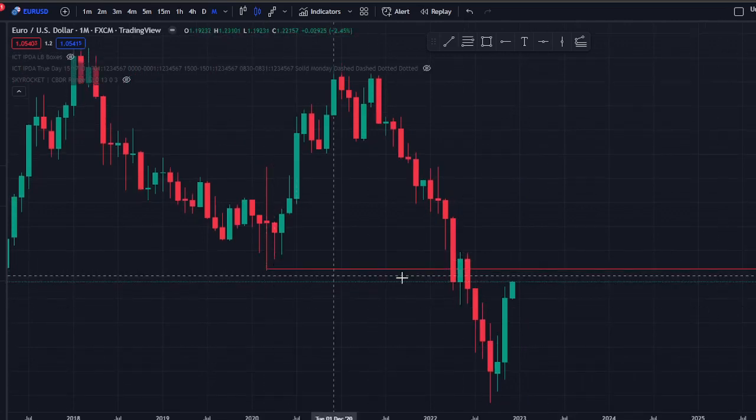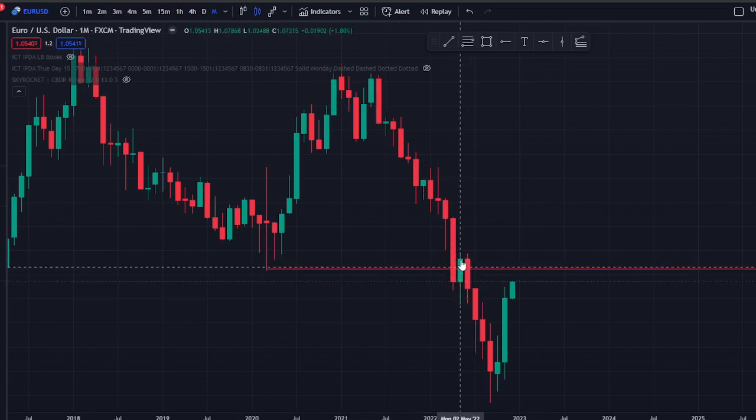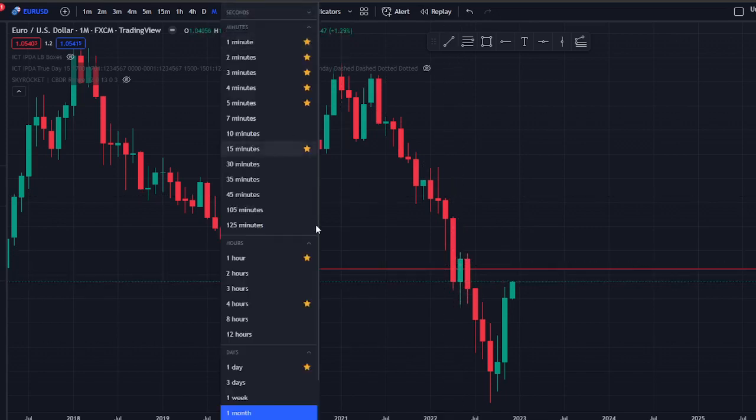So old low. If we extend that in time, it'll be the mean threshold of that bearish order block. Now let's drop to weekly.